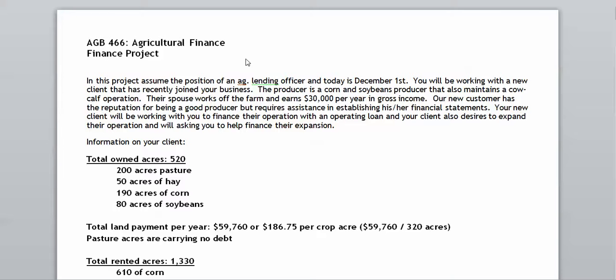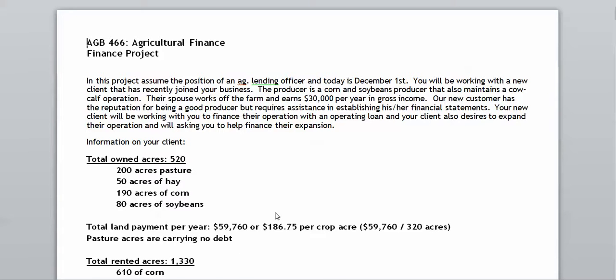So here's the information on our client. This is what they've told us. They own 520 acres: 200 acres of pasture, 50 acres of hay, 190 acres of corn, 80 acres of soybeans. Right now, we have a land payment of $59,760 or $186.75 per crop acre. Pasture acres are carrying no debt.